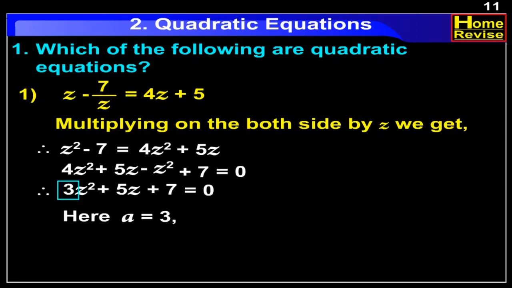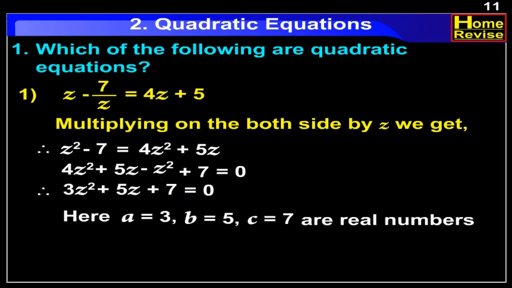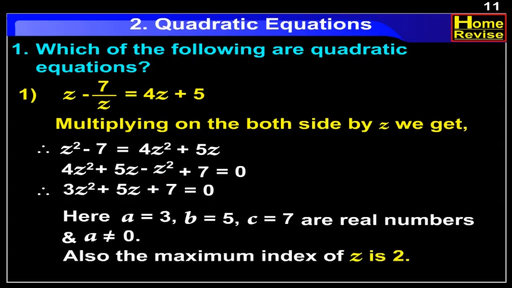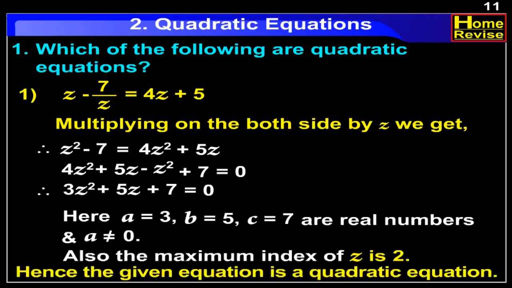Here, a is equal to 3, b is equal to 5, and c is equal to 7 are real numbers, and a is not equal to 0. Also, the maximum index of z is 2. Hence, the given equation is a quadratic equation.